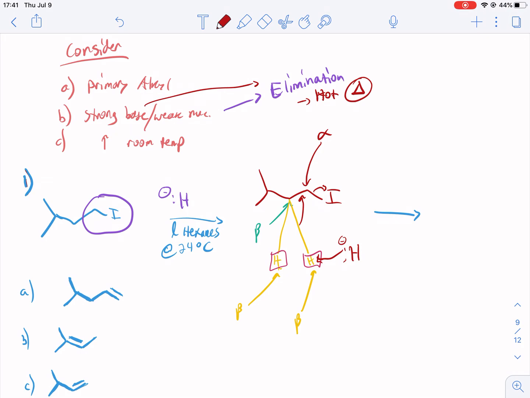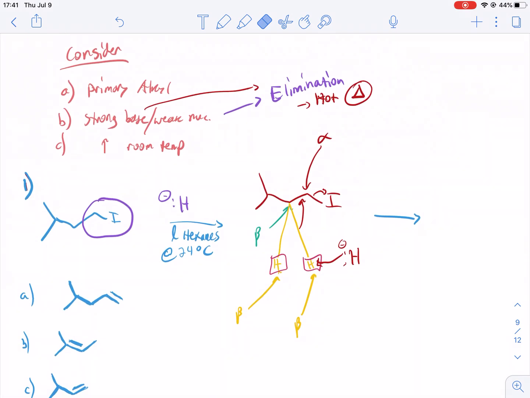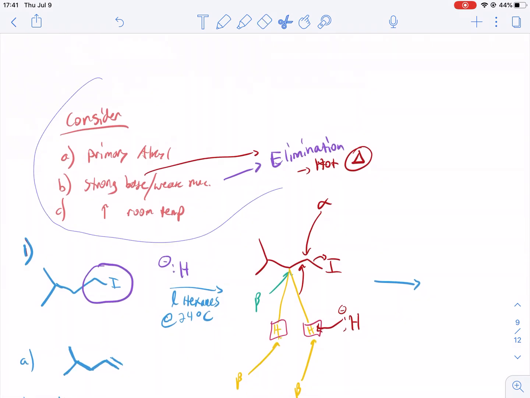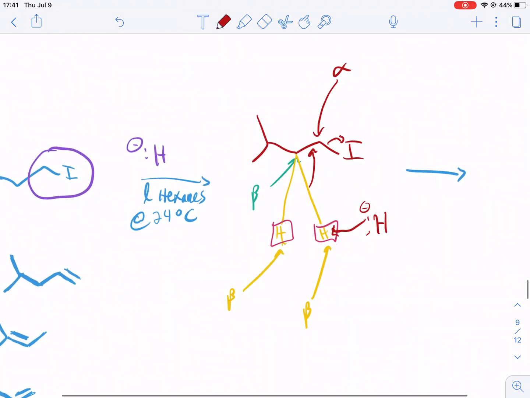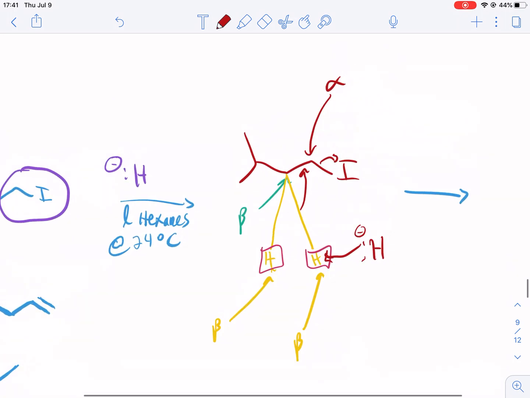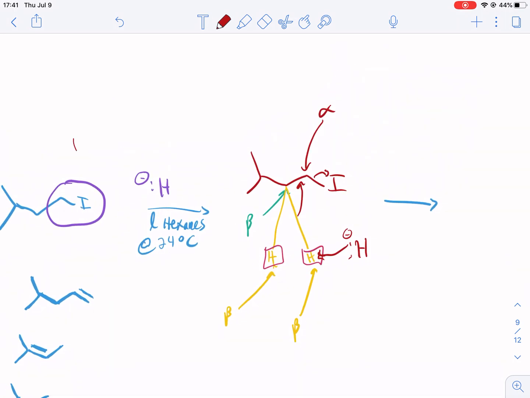It's at room temperature, so we can't just make a decision based on temperature. But what we can do is start working on this problem. Now we know who the players are, so we can figure out what's going down. We're gonna go to this structure over here. Hydride is gonna want to pull a hydrogen. It's a good base, so we know elimination is gonna happen.